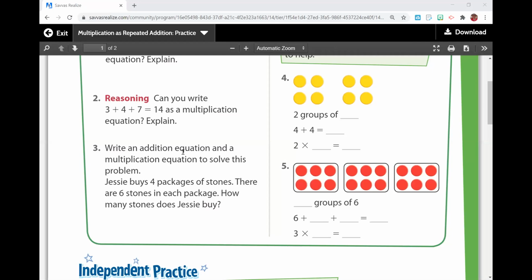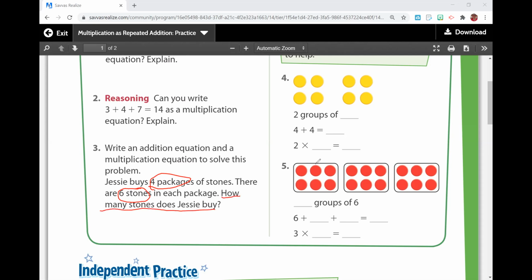Number 3, write an addition equation and a multiplication equation to solve this problem. I'm going to use cubes to help me out for this. Jessie buys 4 packages of stones. There are 6 stones in each package. How many stones does Jessie buy? First for cubes is circle important numbers. And I'm also going to circle what they are. So 4 packages and 6 stones. Underline the question.